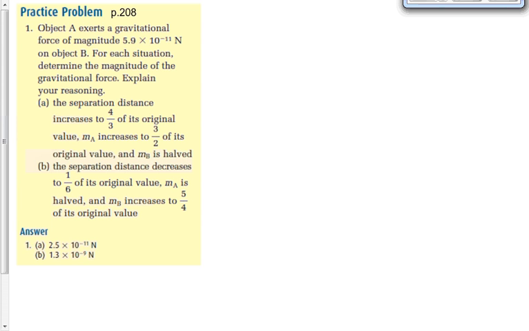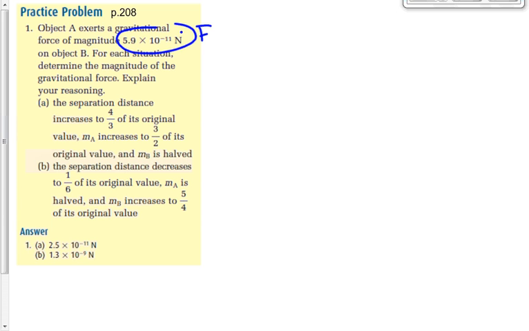It says, object A exerts a gravitational force of magnitude 5.9 times 10 to the minus 11 newtons. That's a force. I had a couple of people ask me, is that F or is that G? G is never 5.9. It's always 6.67 times 10 to the minus 11. It's a constant, and it will never change, no matter where you are in the universe. We call it a universal constant because it always stays the same no matter where you are in the universe. It's universal. That's F.